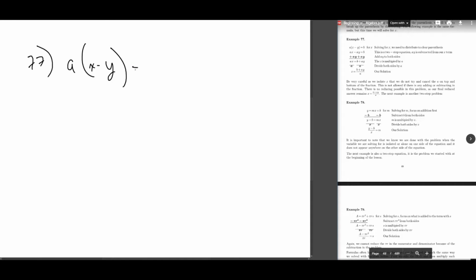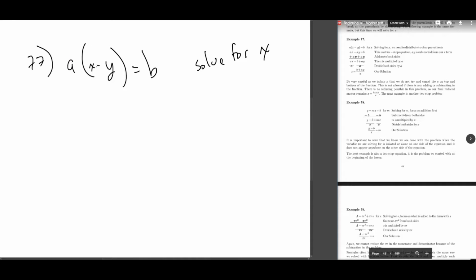Hold on, let me write it down there so I don't get all screwed up. 77. Solve for x. Solving for x, we need to distribute. Okay, I see what they want us to do. A times x minus y equals b. Solve for x. Now, x is in the brackets.